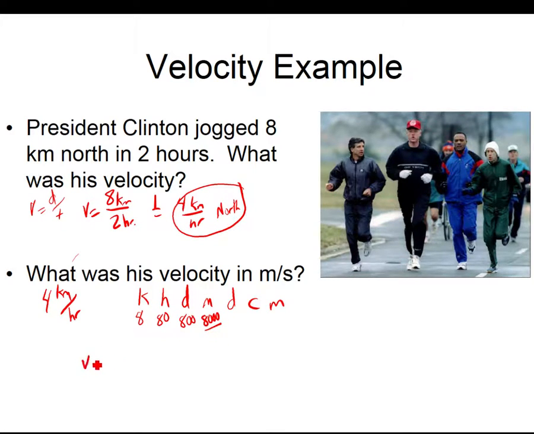So we had velocity equals distance divided by time. So velocity equals my 8,000 meters over my time. Well, what is the time in seconds? It was 2 hours. Okay, so we had 2 hours.